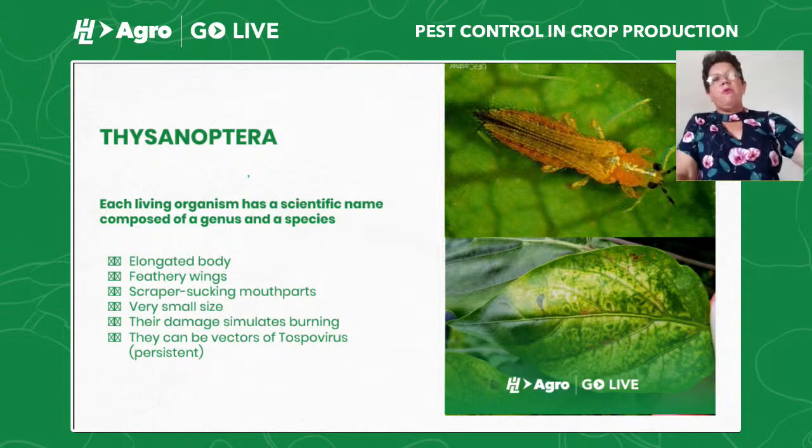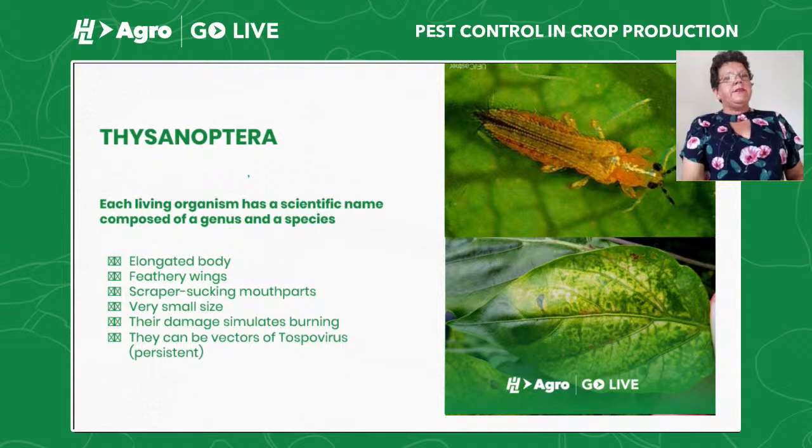Here we have a picture of a thrip and also a picture of a green pepper leaf that has characteristics of tospovirus. You can see that many of the lesions are round in shape. That's unique to this type of viruses.